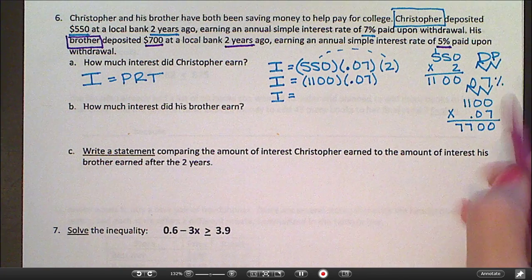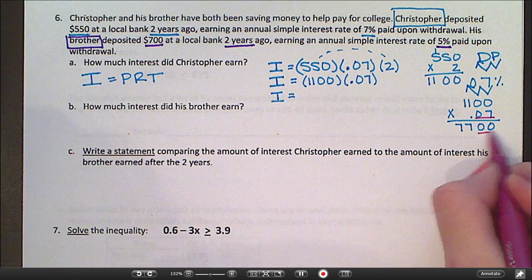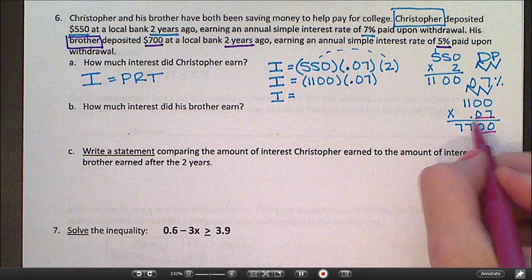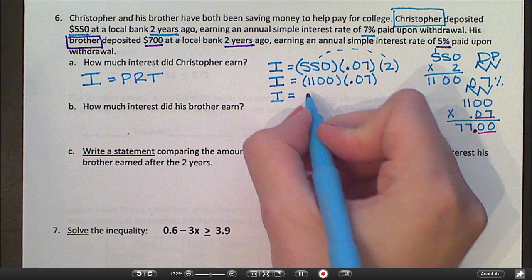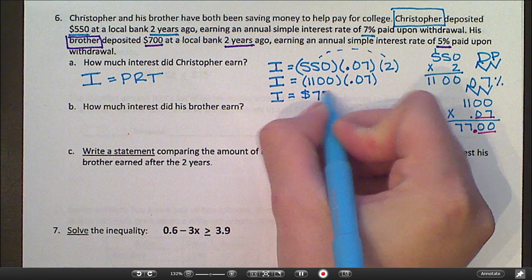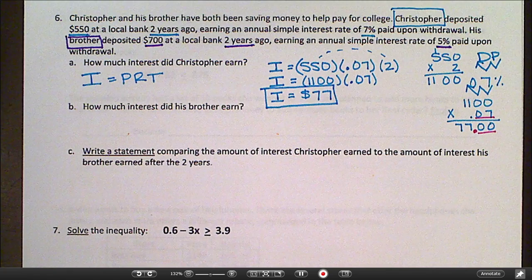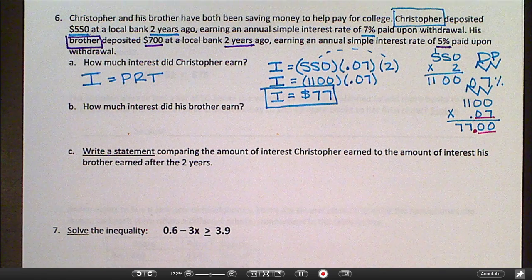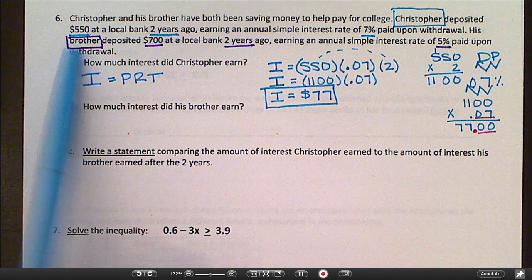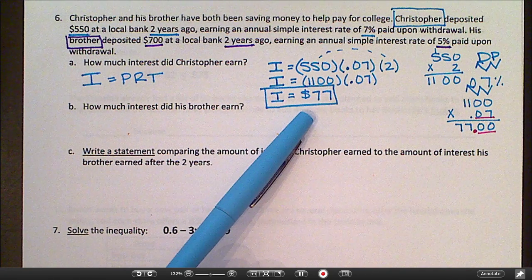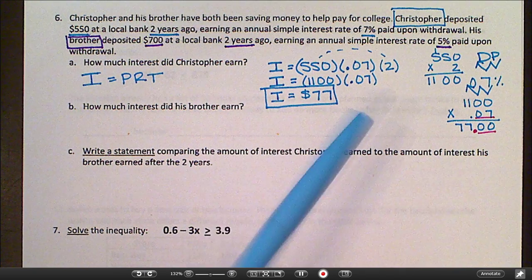Now notice that I have 2 digits after the decimal in my problem, so I need to have 2 digits after my decimal in the answer. So my interest, or Christopher's interest really, is $77. Which means that when he takes this money out of the bank, they're going to give him his $550 plus an extra $77 for letting them use his money for 2 years. Not bad.